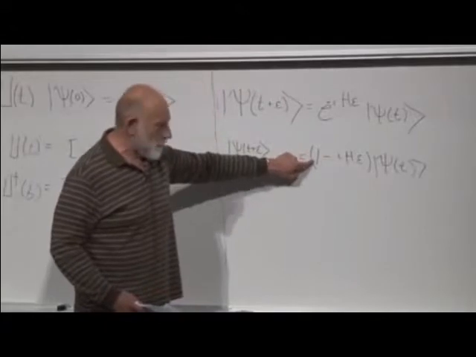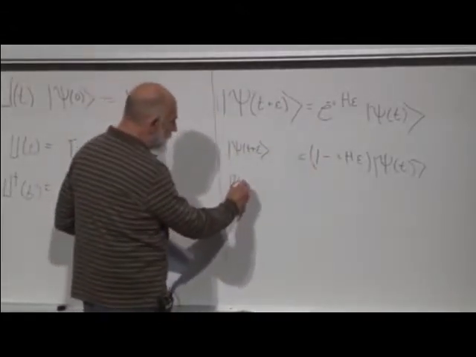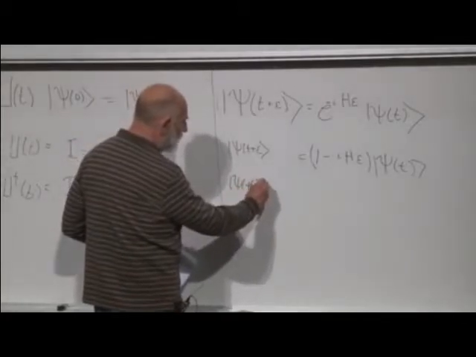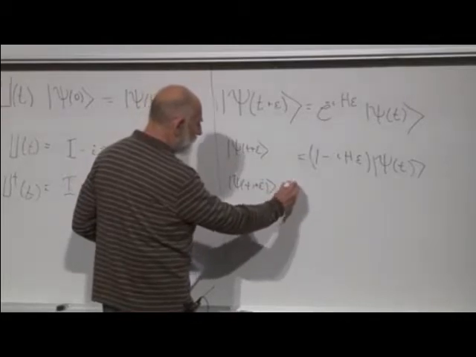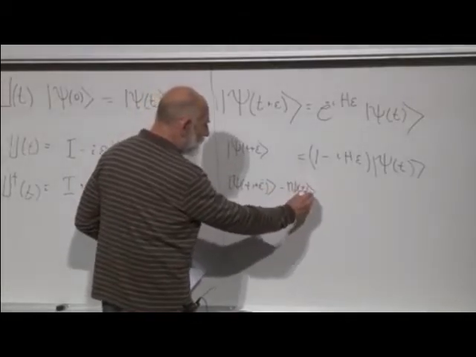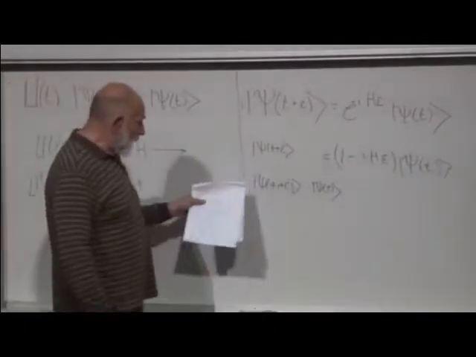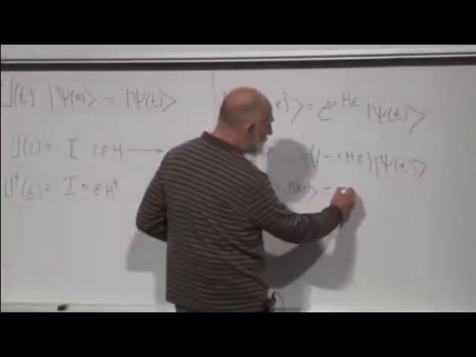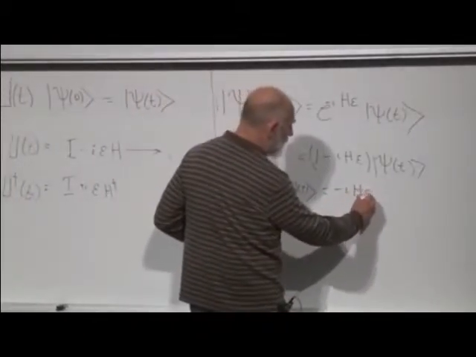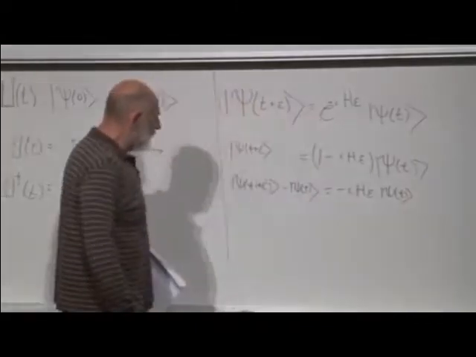The term coming from 1 will give us the difference between psi of t plus epsilon minus psi of t. You see where we're going. We're building a differential equation for psi. Psi of t plus epsilon minus psi of t is just equal to minus iH epsilon psi of t. And finally, divide by epsilon.